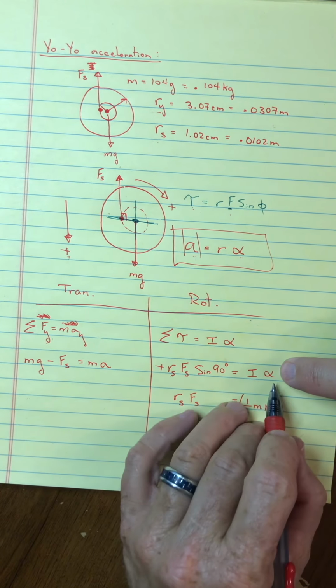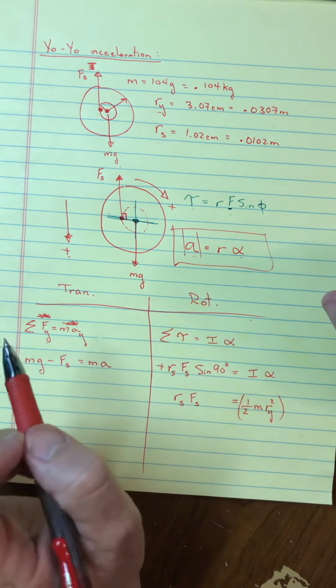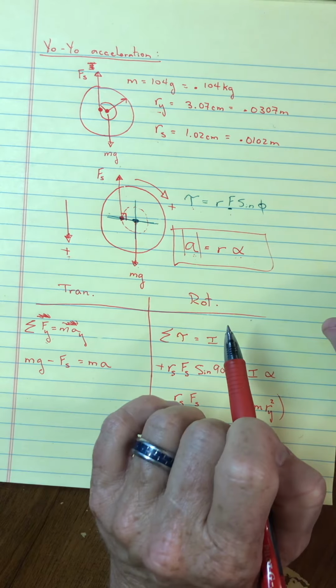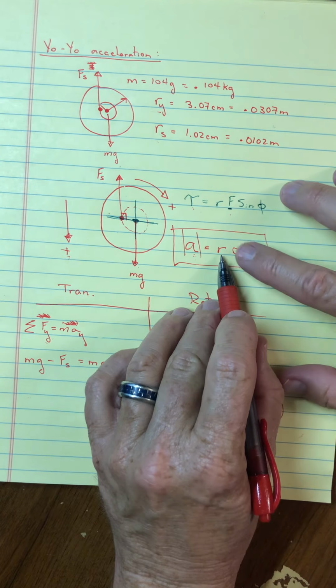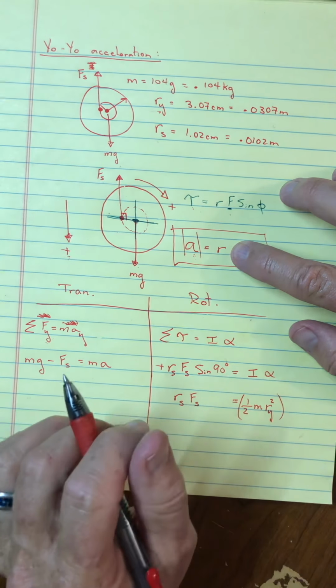Okay, now the alpha is related to the translational. So angular and translational are related here. Okay. Now, again, they're related by an R, so let's be careful. Is it R_Y or is it R_S? Well, let's talk for a moment.